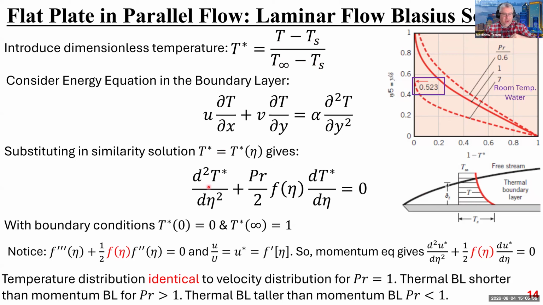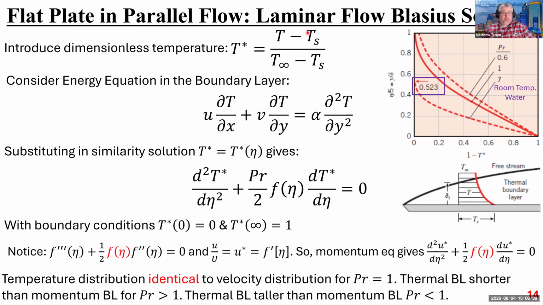So if you look at this, we'll jump down here for a second. If I wanted to set the boundary conditions at Y equals 0, that's the surface of the plate. T is T surface, so T surface minus T surface is 0, and T star is 0. So T star at the surface of the plate is 0. Up at the free stream, at the edge of the boundary layer and beyond, T is just the free stream temperature, T infinity. So T infinity minus Ts over T infinity minus Ts is 1, and that's also the boundary condition here. So at Y equals infinity, T star is equal to 1. So when we get to boundary conditions, you'll know what those are and where they came from.